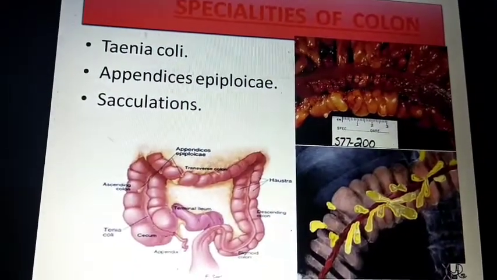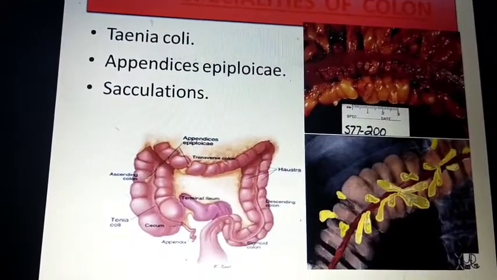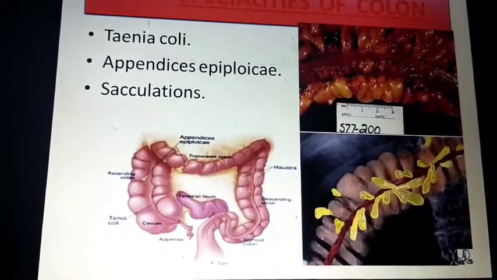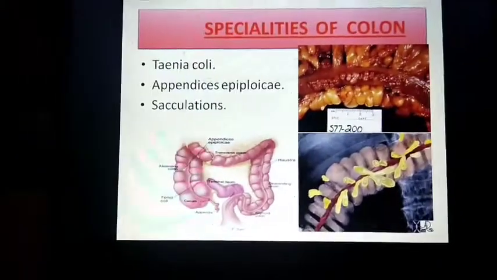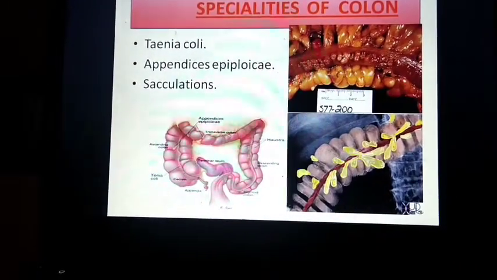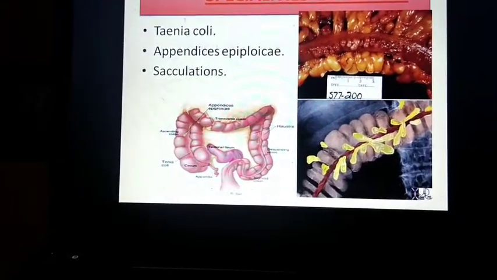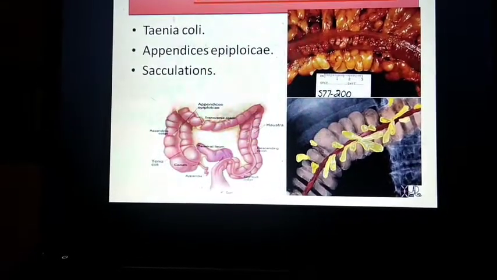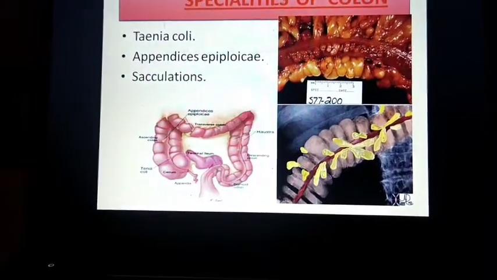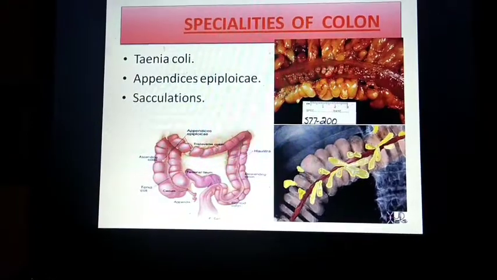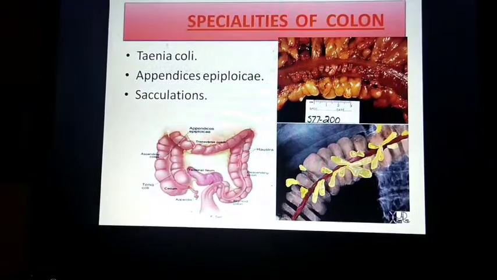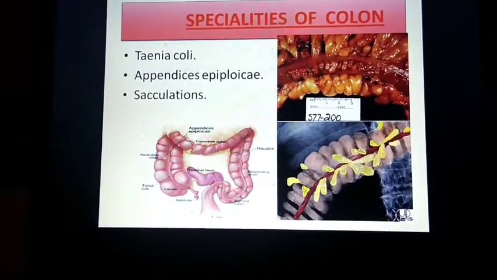Then the peculiarities or cardinal features of the large intestine, or specialties of the large intestine. These are some points by which it differs from the small intestine. The large intestine has some cardinal features, or specializations of the colon. One is taenia coli, second is appendices epiploicae, and third is sacculations.